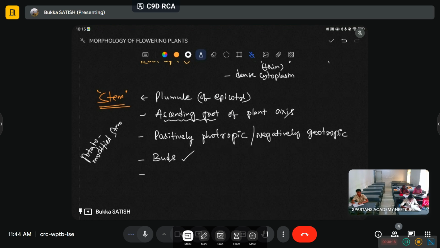Clear now? Now, potato is a modified stem. But how do we know that it is a modified stem? First of all, it is not green in color. It is brown in color, right? It is not a root. It is not having buds. Will it be there or not? We'll see. Next, it is not aerial. It is underground. But still, how do you know that potato is a stem?